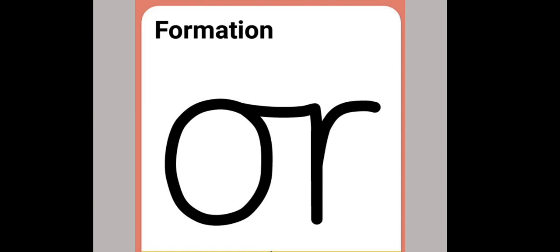How do we form it? We pick a point on the blue line, we give a backward curve, we take it up to the point, and we stop. We pick another point on the blue line, we stroke down to the second blue line, we take it up to the first blue line, and we give a revert arm. And this letter sound makes the sound OR. Now we are going to write some words.